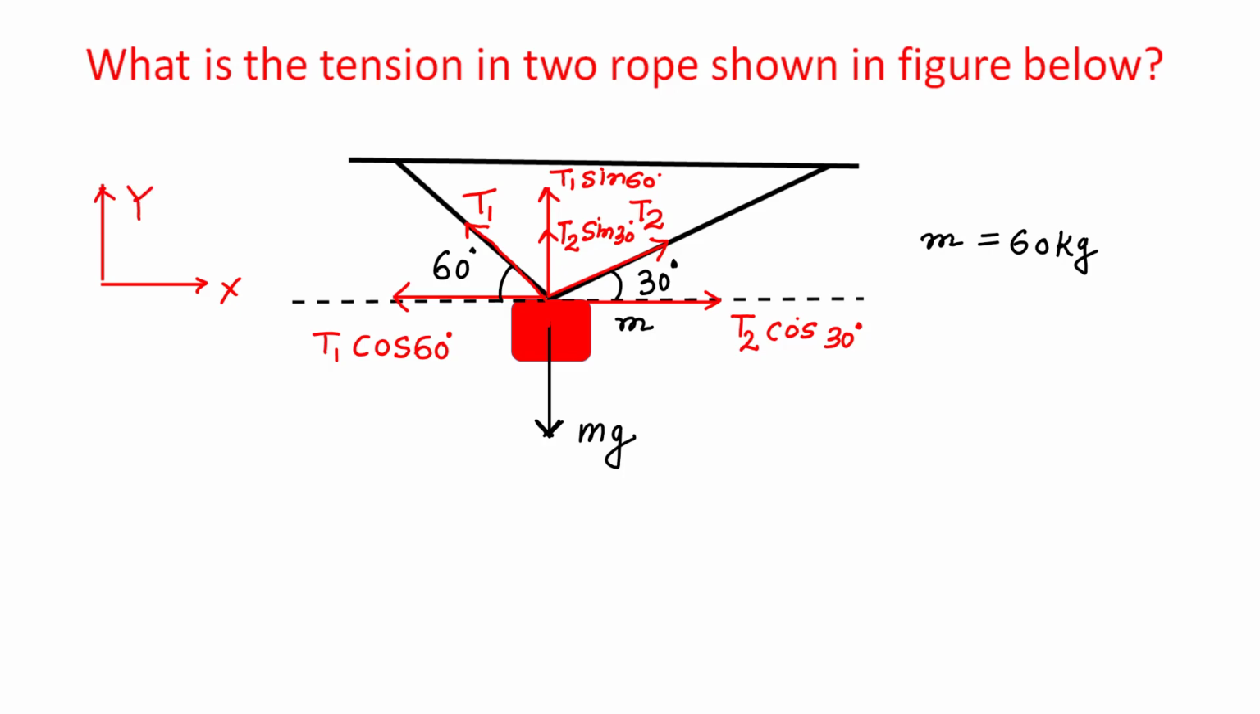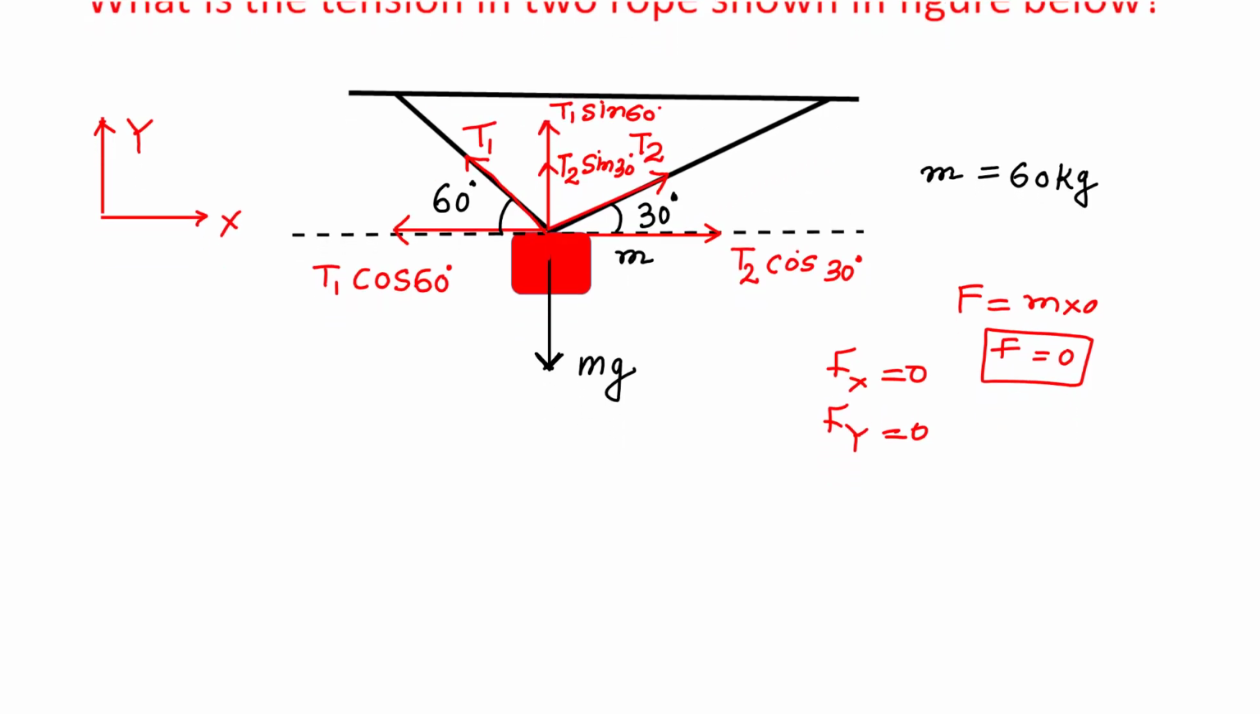Now the block is in equilibrium, the block is at rest, so there are no unbalanced forces acting. So there is no acceleration, and force is equal to mass times acceleration. Acceleration is 0, so force is equal to 0. So we will say the forces in the x direction are equal to 0 and the forces in the y direction are equal to 0. So let us apply this.